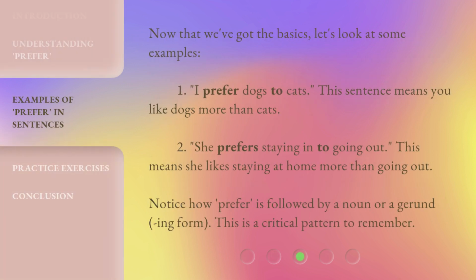Now that we've got the basics, let's look at some examples. 1. I prefer dogs to cats. This sentence means you like dogs more than cats. 2. She prefers staying in to going out. This means she likes staying at home more than going out. Notice how prefer is followed by a noun or a gerund, ing form. This is a critical pattern to remember.